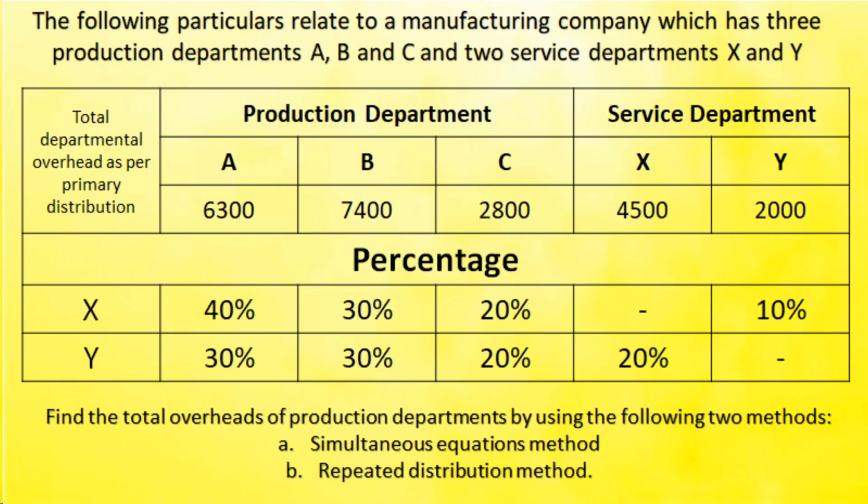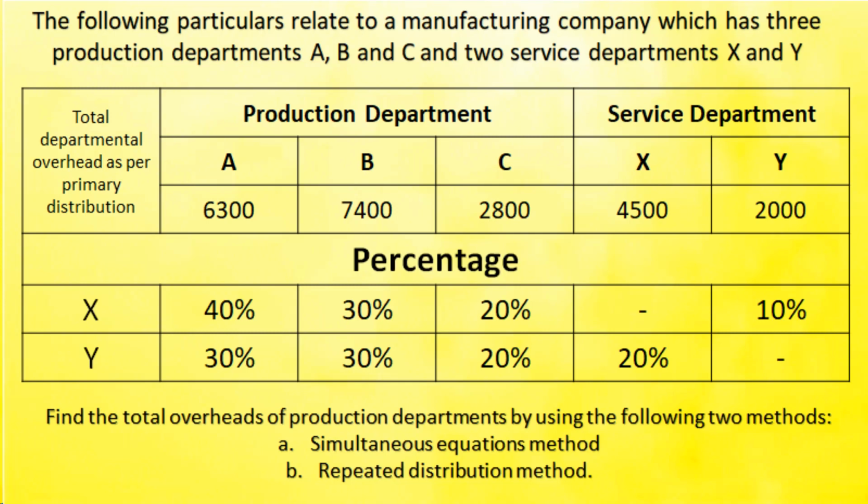Now the total departmental overheads as per the primary distribution, which means they have already done the primary distribution. So they have got the overheads: for A it is 6,300, for B it is 7,400 and for C it is 2,800. Next, in service department X it is 4,500 and Y it is 2,000.